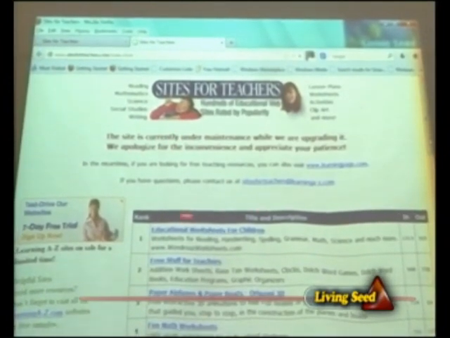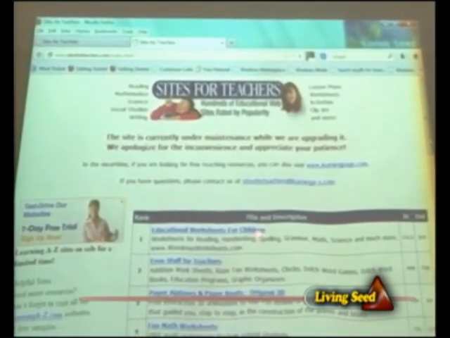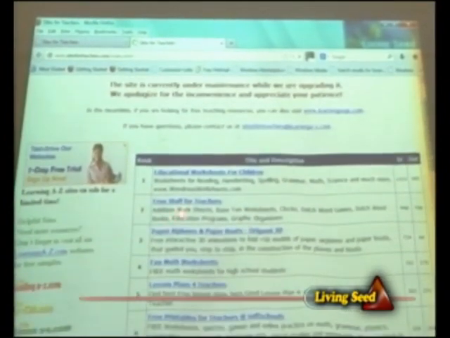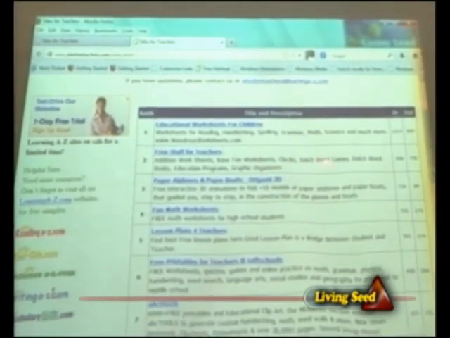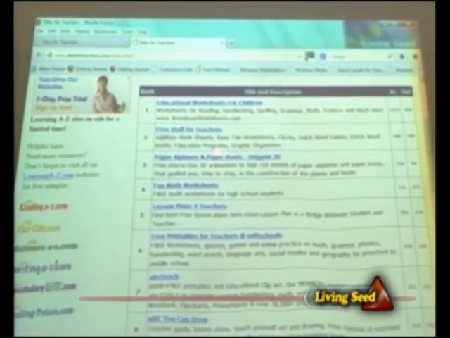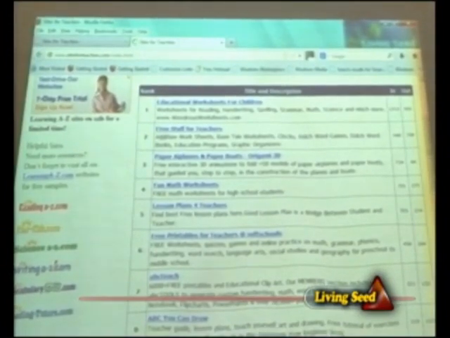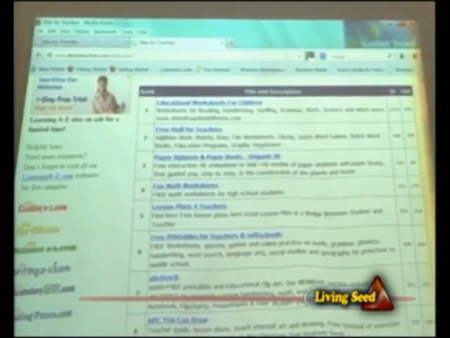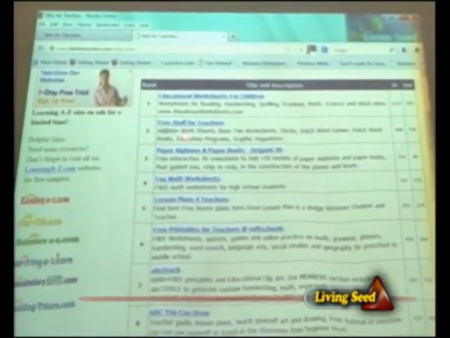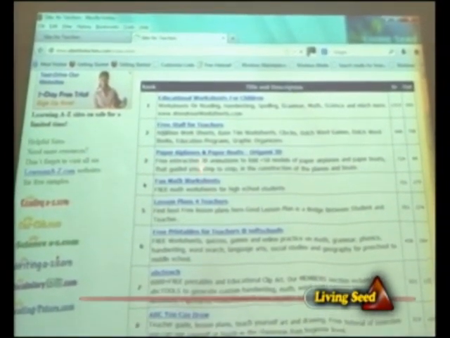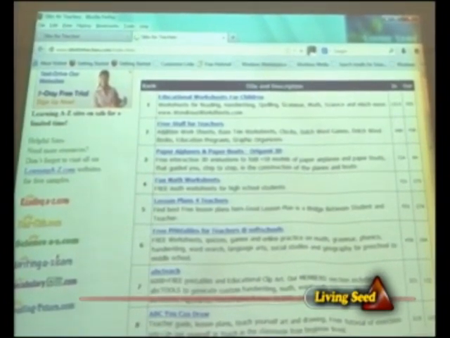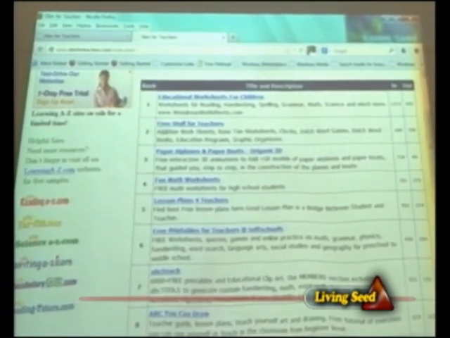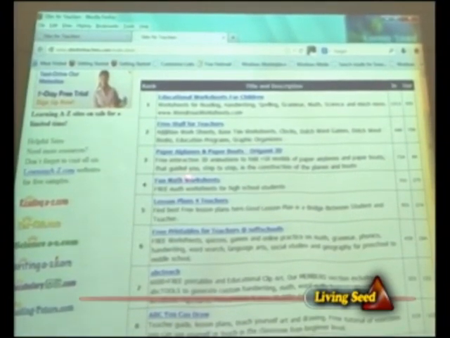Now, you see educational worksheets for children, free stuff for teachers. That's addition worksheet, base 10 worksheet, clocks, paper airplanes, and paper boats. You know, that's what we learned from. You can even get how to do it better, and you can direct your students here. Then fun math worksheets. You can make math to be fun. And this is a free site.